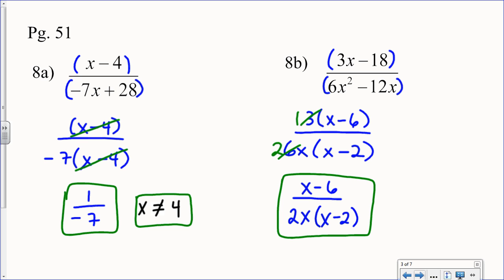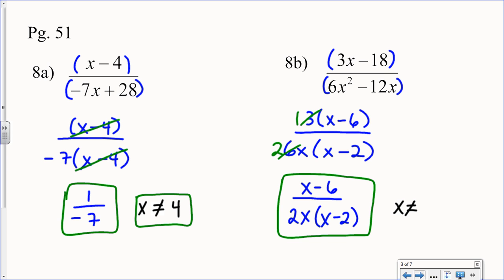Okay, let's talk about our disclaimers. So even though it didn't cancel, I'm still going to write what x can't equal. All right, so let's look at the denominator. From the beginning, I saw that it was x squared. That tells me that there's 2 values of x. So I'm going to have 2 disclaimers. Let's do this one first. This is usually the easier one.